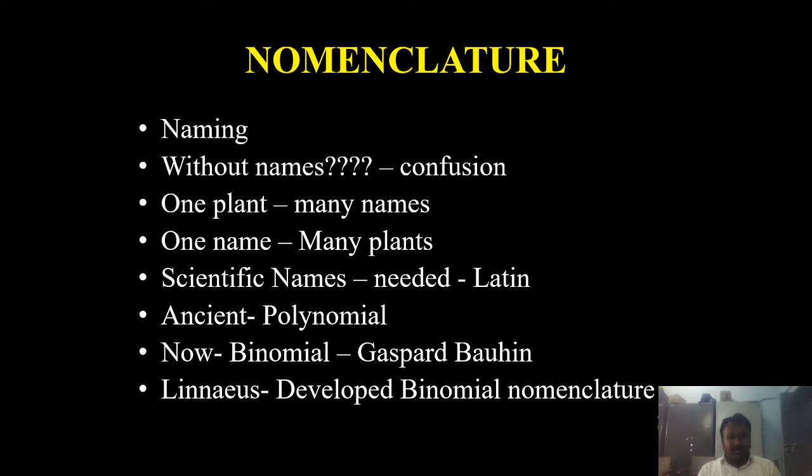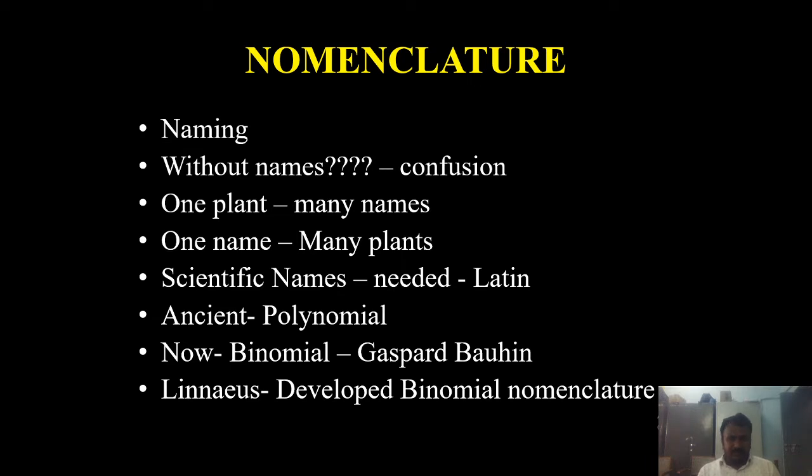In our vernacular languages or local languages, one plant may have many names and one name may be used for many plants. Again, there is confusion among the names and the plants. Hence, there should be one name for each and every plant. Such a name is known as a scientific name. They are needed. But all the scientific names are in the Latin language.